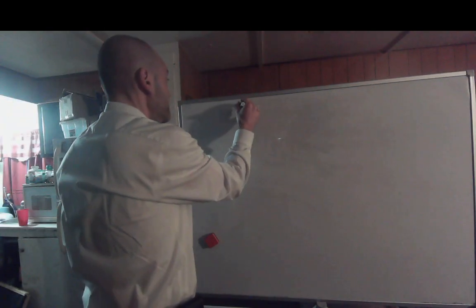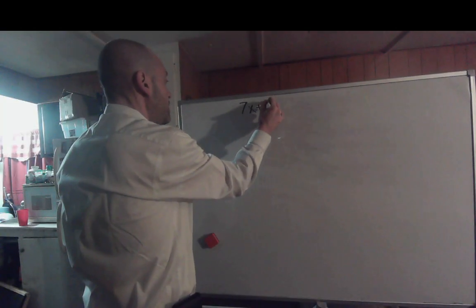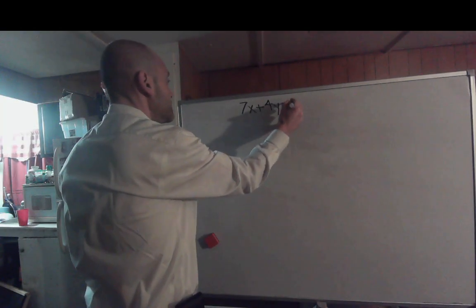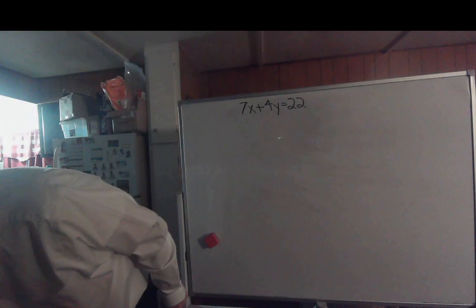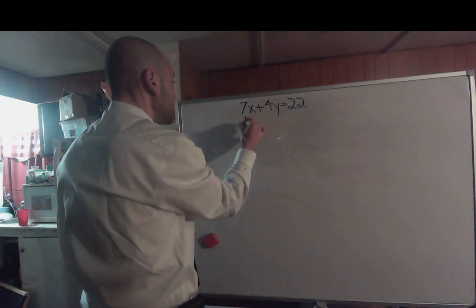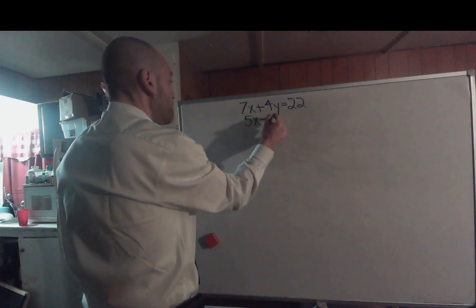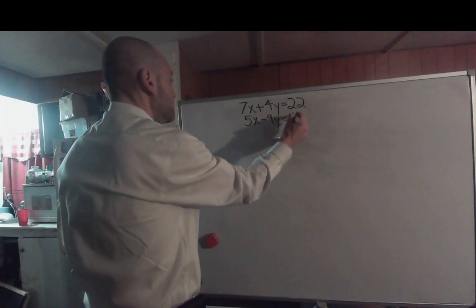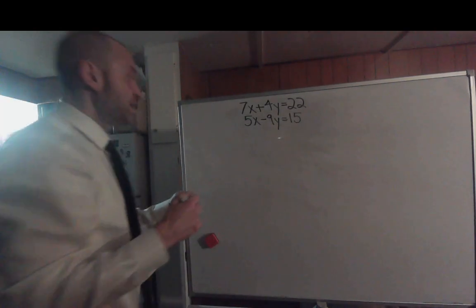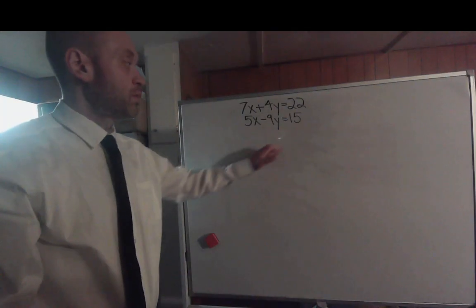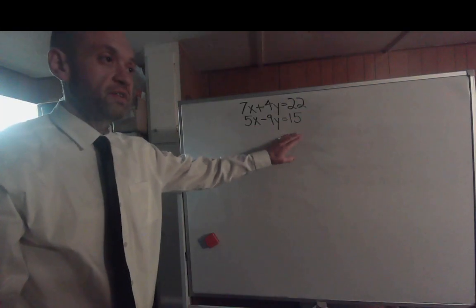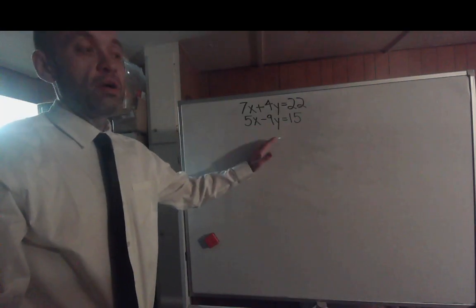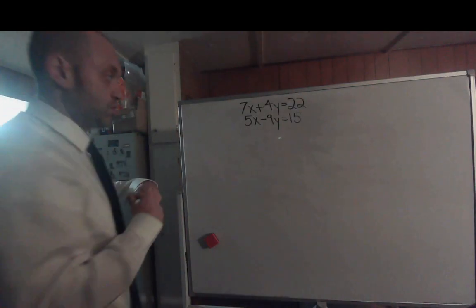So I have 7x plus 4y equals 22, and then I have 5x minus 9y equals 15. So I have the system 7x plus 4y equals 22, 5x minus 9y equals 15. How can I represent this as an augmented matrix?